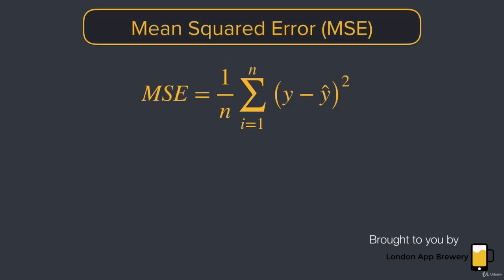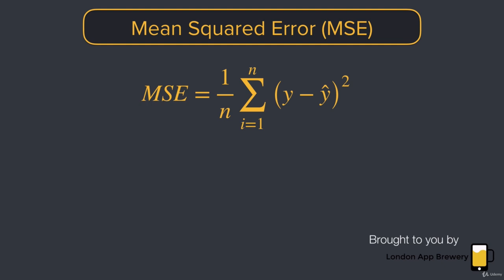Now you'll recall that our mean squared error function looks like this. It's 1 over n times the sum of y minus y hat squared. So the actual values minus the predicted values squared, you sum them all up, and you take the average.